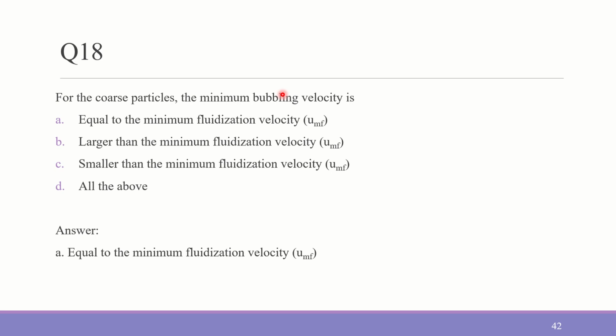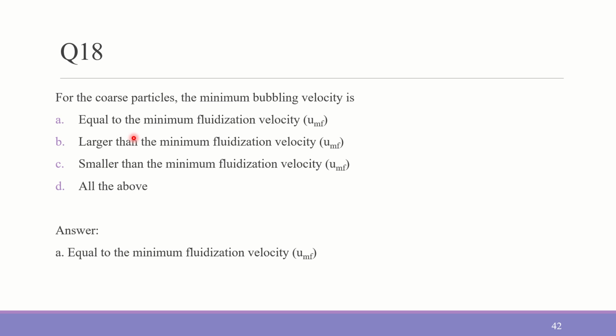But in coarser size particles, for example, if you remember Geldart D particles, they are mostly used in spouted fluidized beds. There will be vigorous formation of bubbles when we are dealing with Geldart D particles. Geldart D are coarser, that is larger size particles. So their minimum bubbling velocity is equal to the minimum fluidization velocity. Are you getting my point? Bubbles start forming immediately after the fluidization. So option A is the right answer.